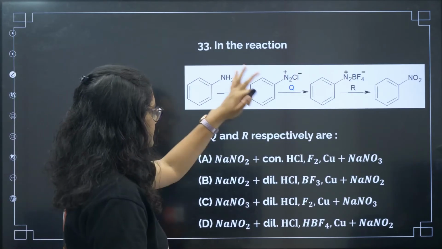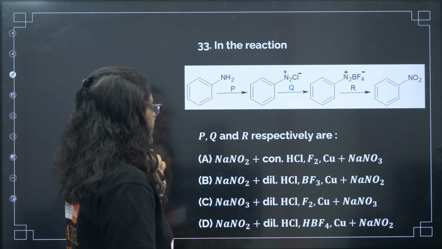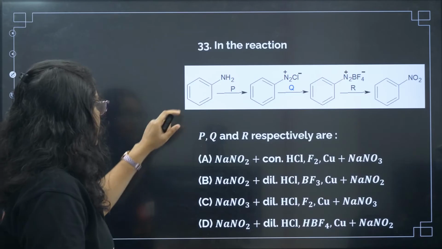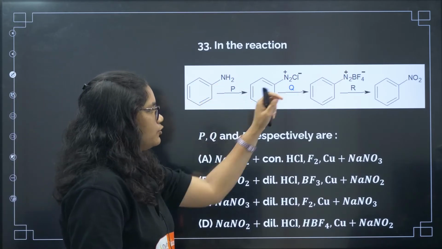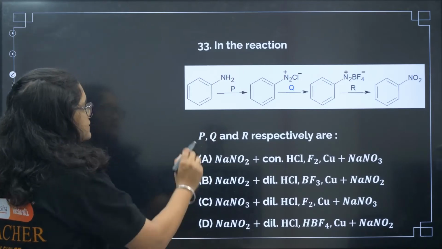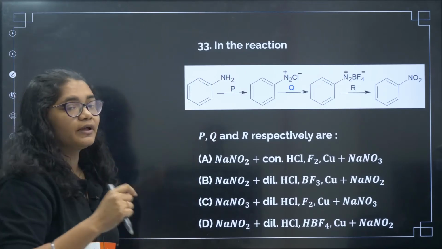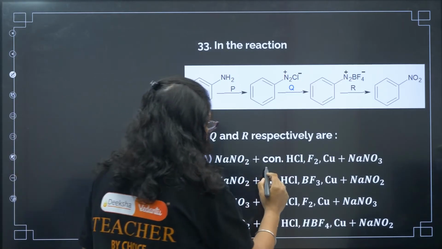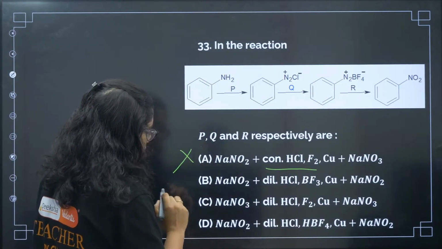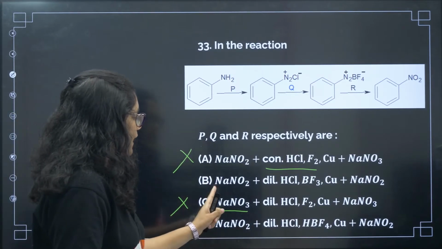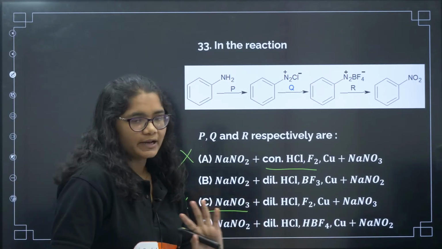In the reaction, so this reaction is given to you, you need to find out P, Q and R, where P, Q, R are the reagents given. So NH2 to convert it to N2+ and Cl−. So if you know, this is benzene diazonium chloride, and this conversion takes place in the presence of NaNO2 and dilute HCl, right? So this concentrated HCl is there, so we can eliminate this option. Here NaNO3 is there, so we can eliminate this option. NaNO2 and dilute HCl.